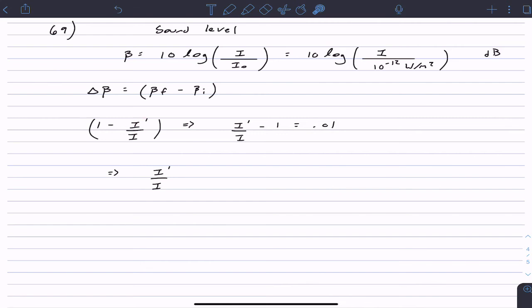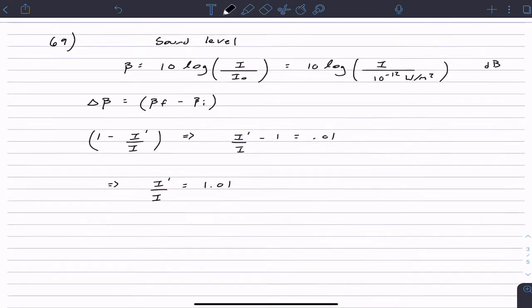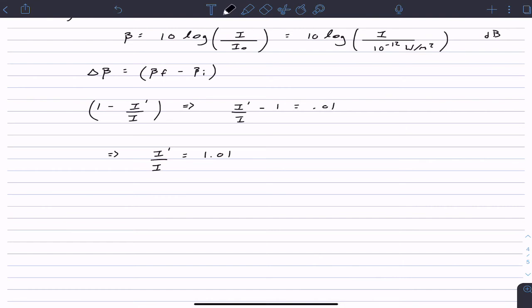Okay, so this is the increased intensity over the old intensity. So now we have this is equal to 1.01. That's important. We're going to need to know that, and I'll show you why.